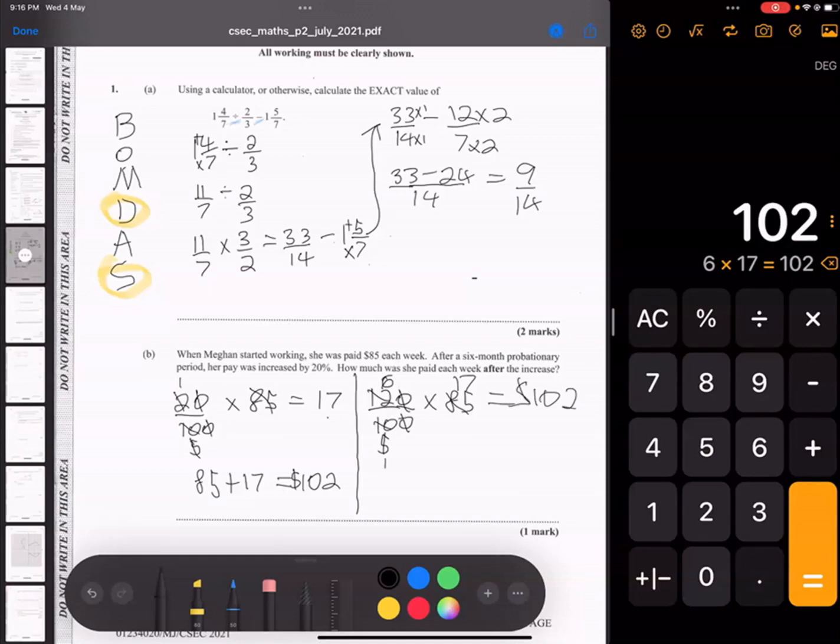All right. Sorry about my writing. Not used to this pen as yet. Let me just rewrite that a little bit. So $102. All right, so either of the two ways is perfectly acceptable. All right, let's move on.